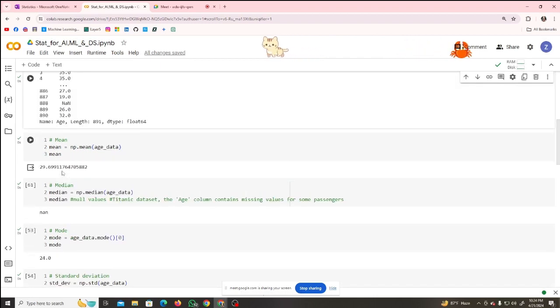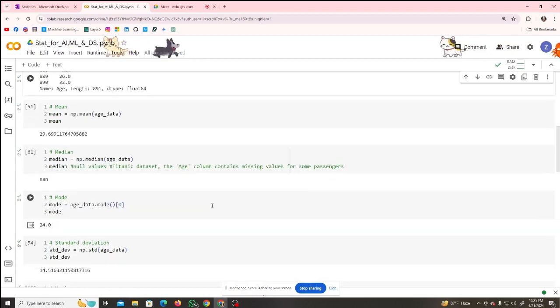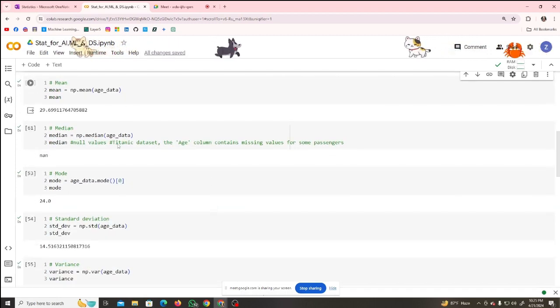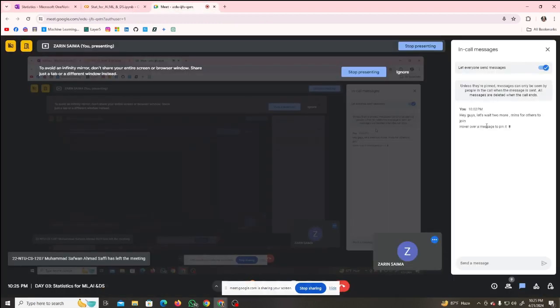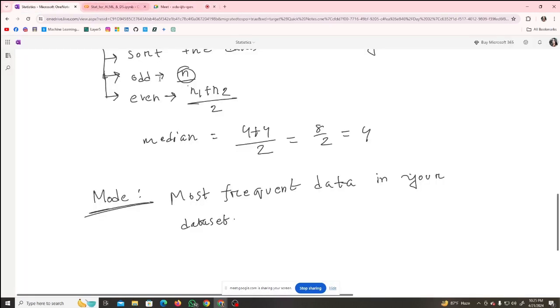But when we solve problems, we usually clean our data and deal with the missing values, so we won't find this kind of problem. And then similarly, to find the mode, we will use mode equals age data.mode()[0], and then we get this. Okay, standard deviation and variance, we will cover shortly.